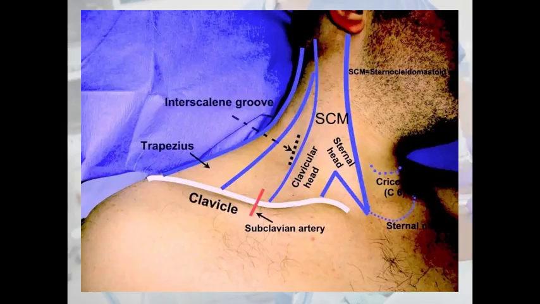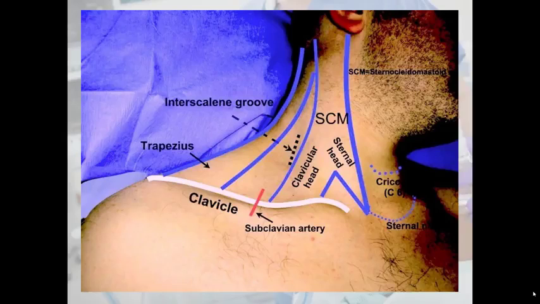Basically, the interscalene block is a brachial plexus block, which is indicated for procedures involving the shoulder and the upper arm only. It's not ideal for surgery at or distal to the elbow. Remember that a properly performed interscalene block almost invariably blocks the ipsilateral phrenic nerve. So you have to be extra careful, because if the patient has severe pulmonary disease, it may be exacerbated by this block. So you have to avoid it.